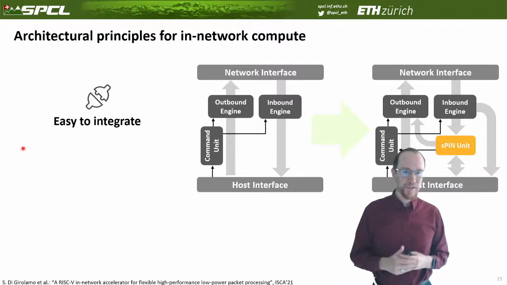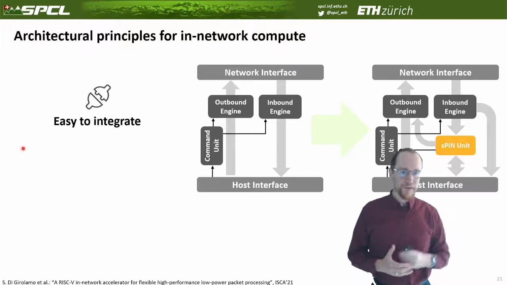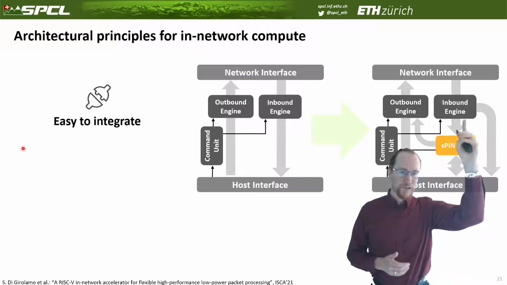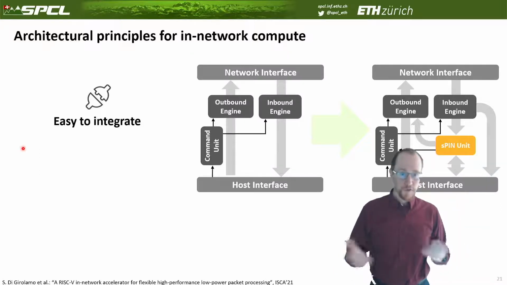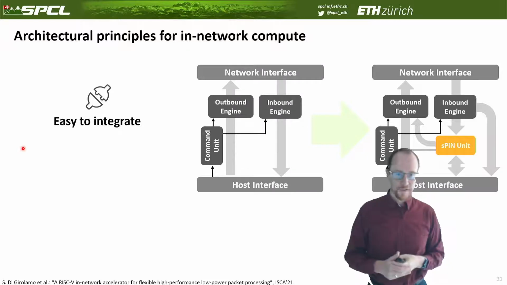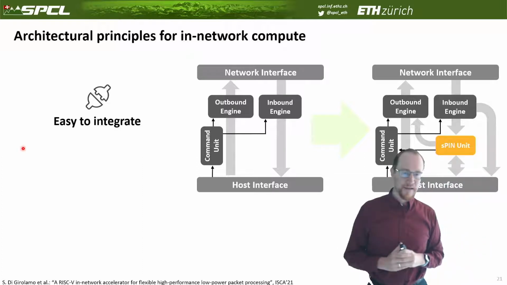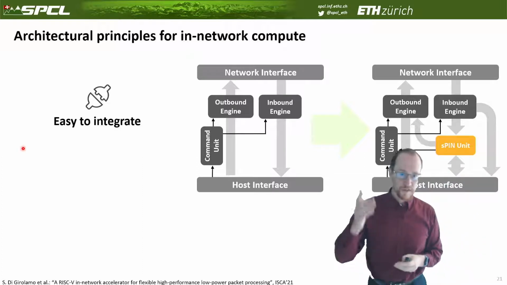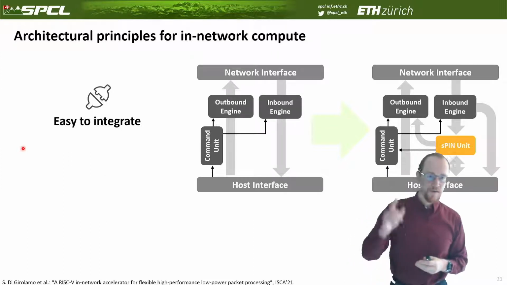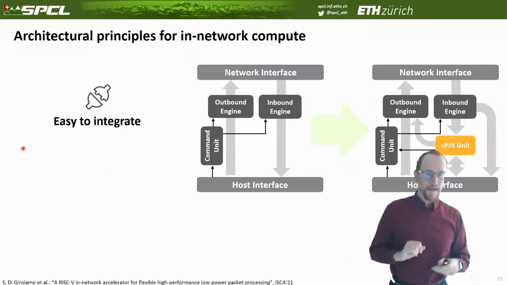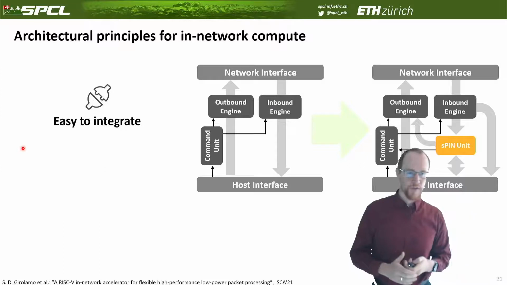It's the SPIN unit. The SPIN unit is directly connected to the inbound engine. The inbound engine may skip the processing unit. Of course, there may be streams and packets that don't have to be processed, that are just going directly to the host. Whenever a packet is to be processed, it goes to the SPIN unit. The SPIN unit can itself send data through the outbound engine, so it has to have an additional connection to this. It can also issue commands to do so, and of course it can communicate back and forth with the host.